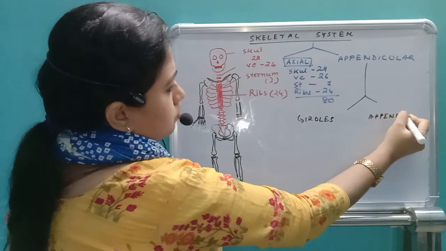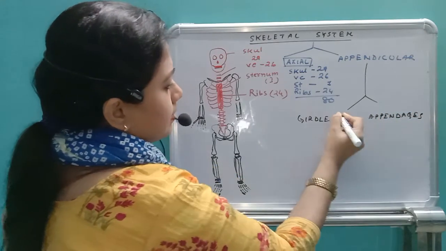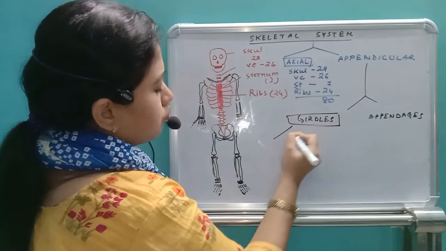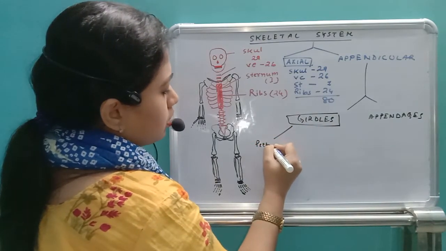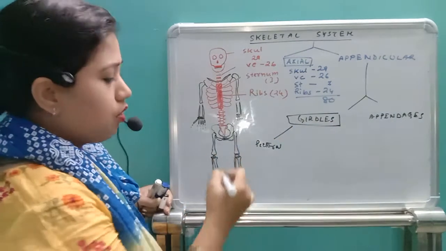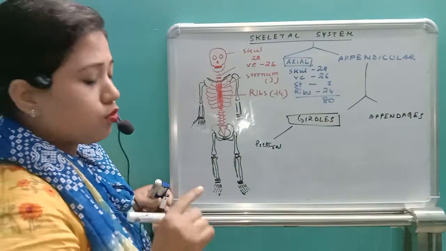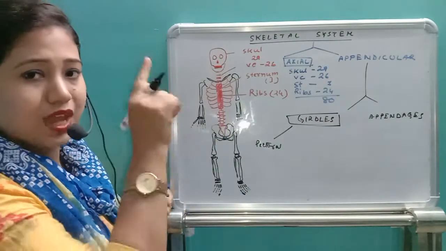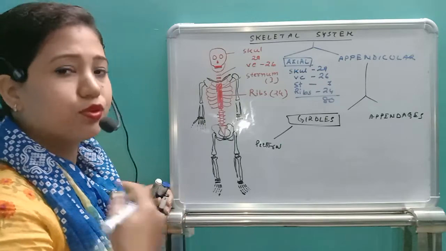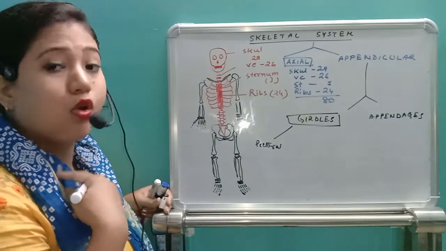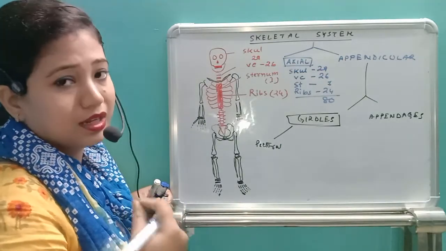First of all, we have two girdles. One is the pectoral girdle, that is the shoulder bone. In the pectoral girdle we have four bones. On the back side we have the V-shaped bone, called the scapula. On the front we have the collar bone, which is the clavicle.